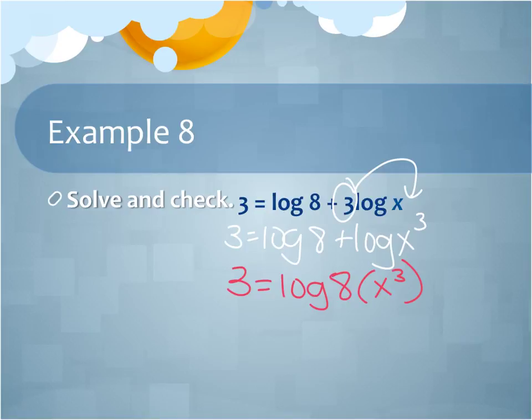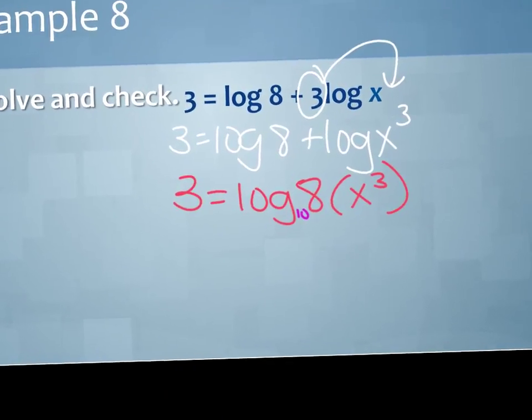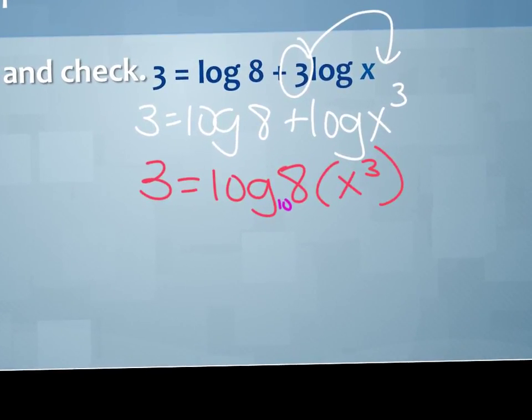With me so far? So what's the base on the log? 10. So I got to get this in exponential form. I've condensed it so that it's 1 log, but now I've got it in exponential form. So the 10 comes over, picks up the 3, and the log drops off.